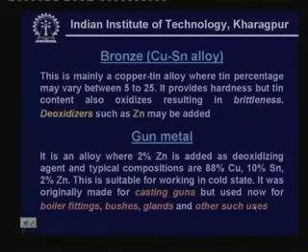Gunmetal is also an alloy of copper, where 2% zinc is added as a deoxidizing agent, and typical compositions are 88% copper, 10% tin, 2% zinc. This is suitable for working in the cold state. It was originally made for casting guns, but now it is used for boiler fittings, bushes, glands and other such uses. But the name derived because it was used primarily for casting guns.